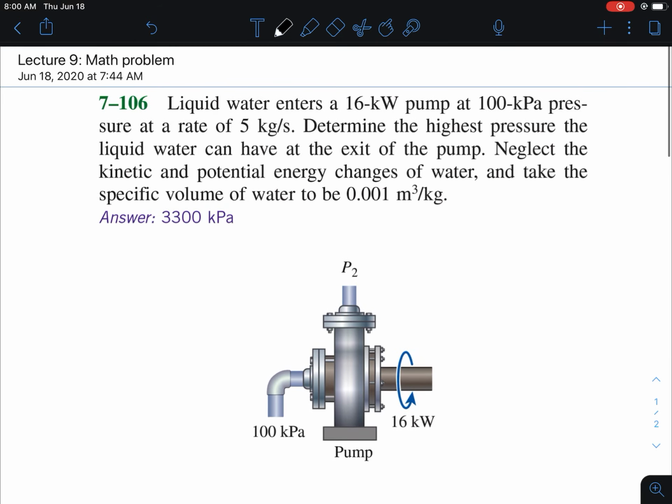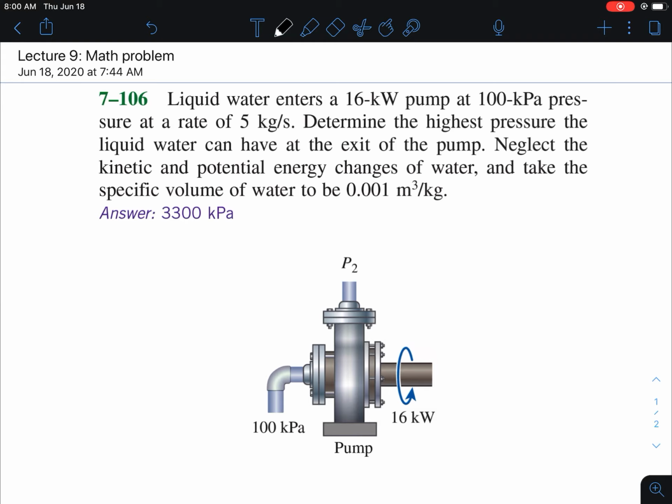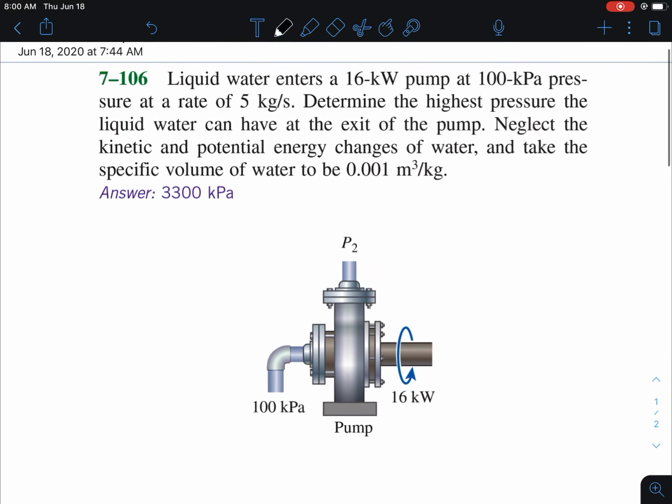Alright class, let's go ahead and do a quick math problem based on topics 7.10 and 7.11. We just derived the equation for a steady flow device that has working fluid incoming and working fluid outgoing, and that flow is steady. And we saw what is the work produced by, or the work consumed by, this type of device. So this problem is basically asking: liquid water enters a 60 kilowatt pump, right?